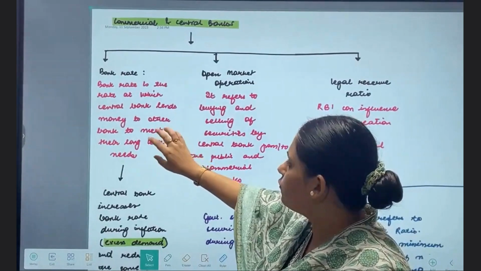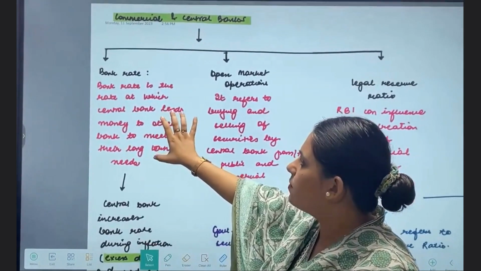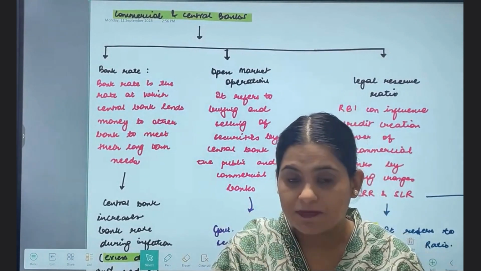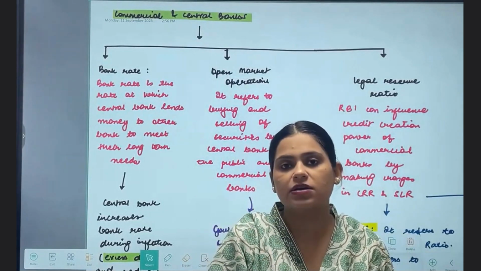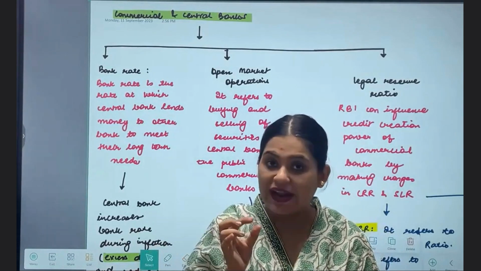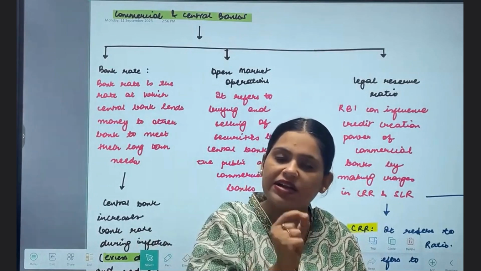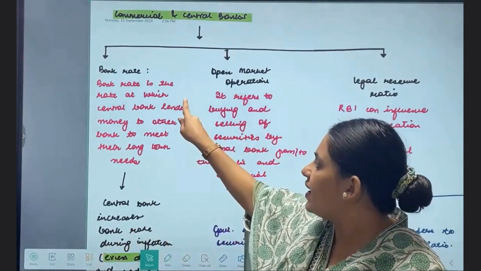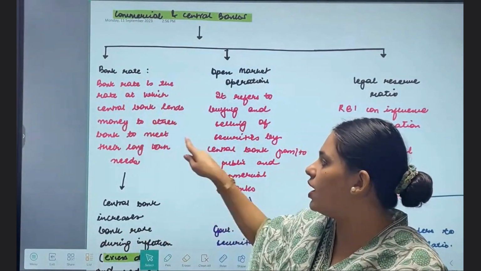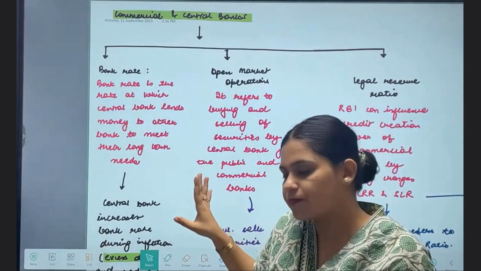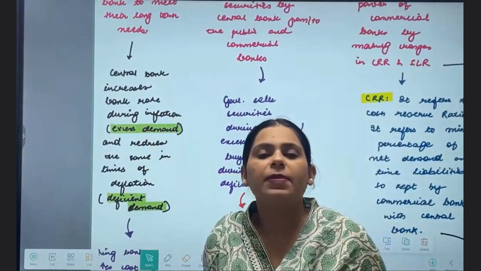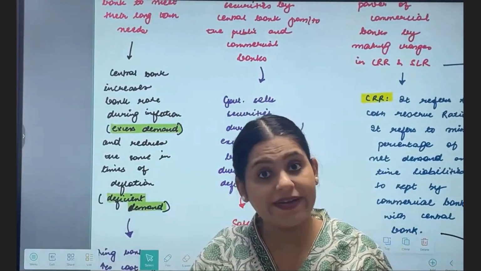The first term that I want to focus on is called bank rate. What is bank rate? Bank rate is the rate at which central bank gives loan to the commercial bank. So the rate at which lending is taking place between central bank and commercial bank is called the bank rate. So bank rate is the rate at which central bank lends money to other banks to meet their needs. Clear? What central bank can do is, central bank can go ahead and fluctuate this bank rate.